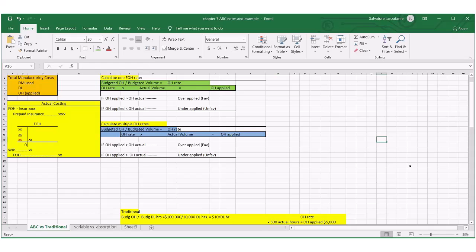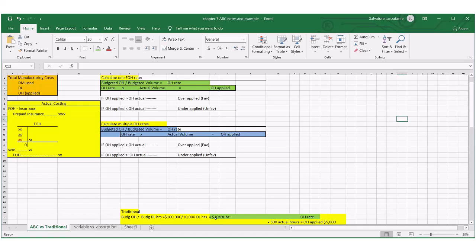Okay, so if the budgeted overhead is $100,000 and the budgeted direct labor hours are 10,000, so $100,000 divided by 10,000 direct labor hours, we would end up with an overhead rate of $10 per direct labor hour. So let me highlight this in green. Okay, so budgeted overhead divided by budgeted volume gives you the rate. Nothing new so far.